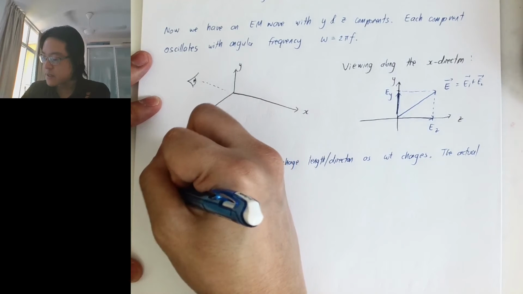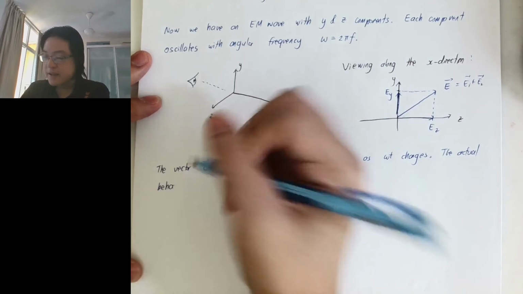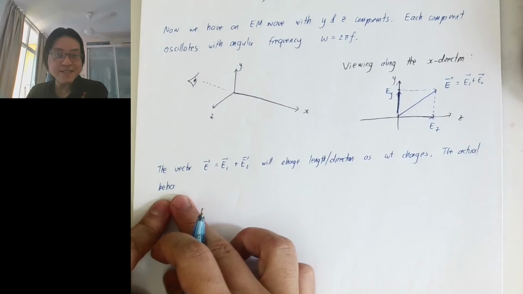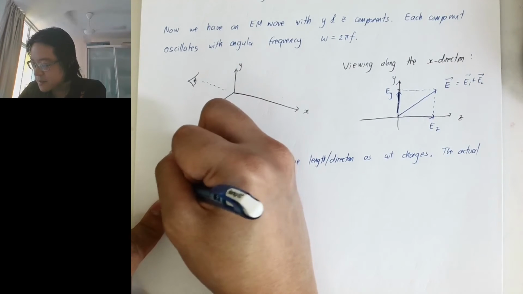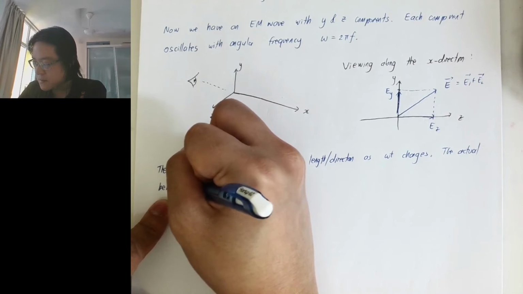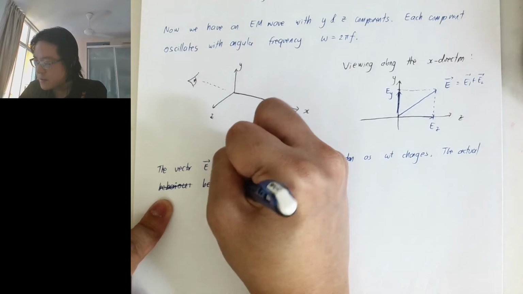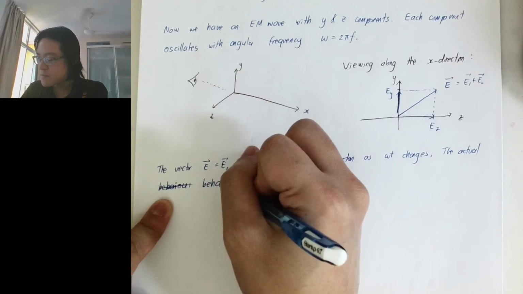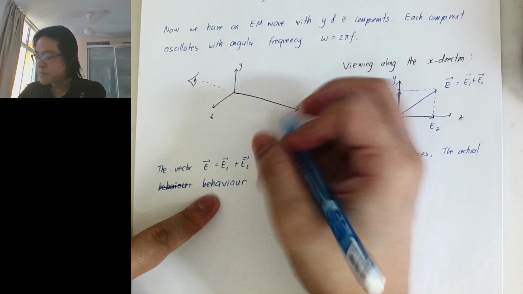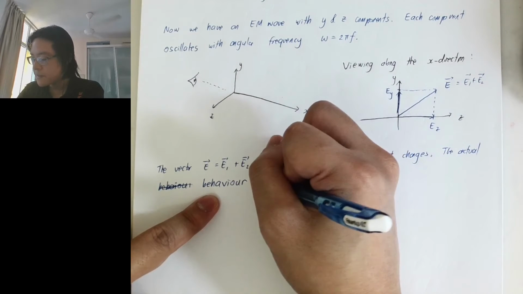So the actual behavior, oh yeah, this is another British English. OUR. Hang on. Behavior. Right? So American doesn't have the U.